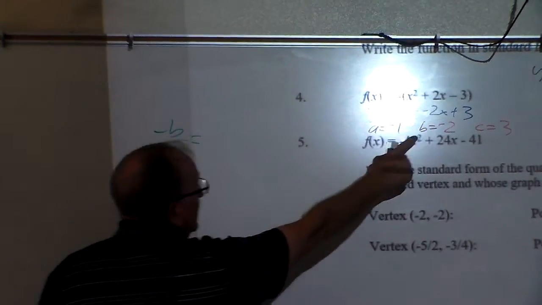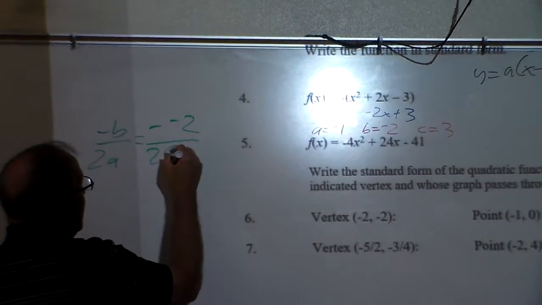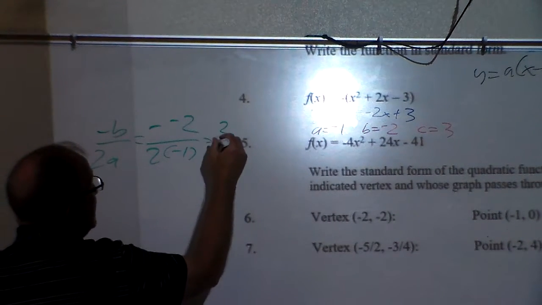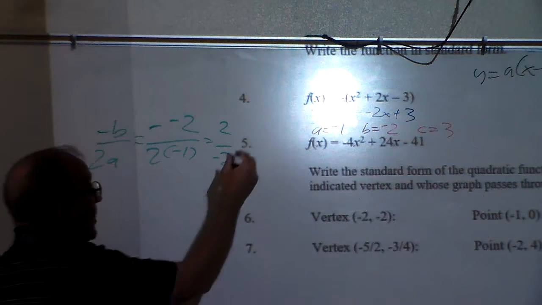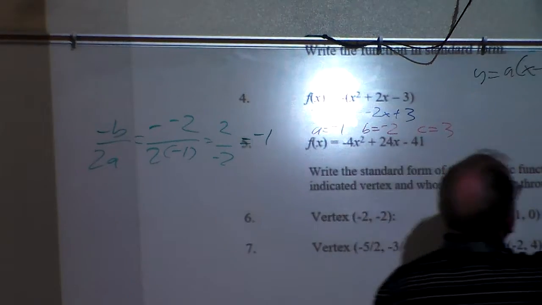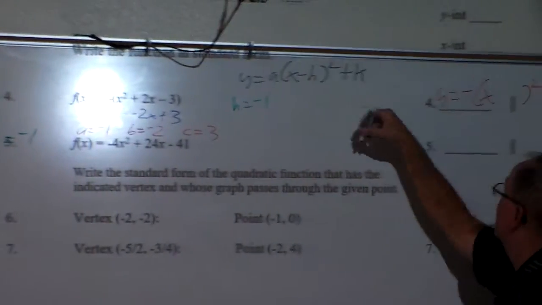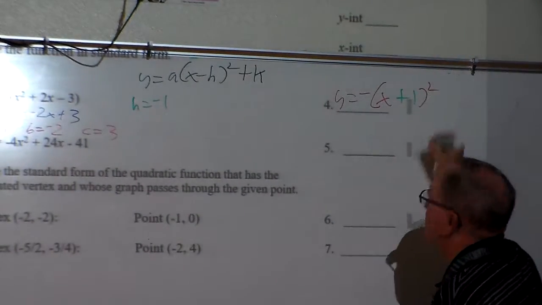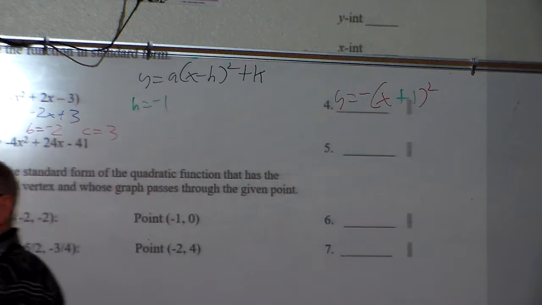So I come over here, negative negative 2 over 2 times negative 1. Well, that's positive 2 over negative 2, which makes it negative 1. So that means h is negative 1. So if h is negative 1 and it's minus h, I'm going to write it as plus 1, right? So now all I have to do is find k.